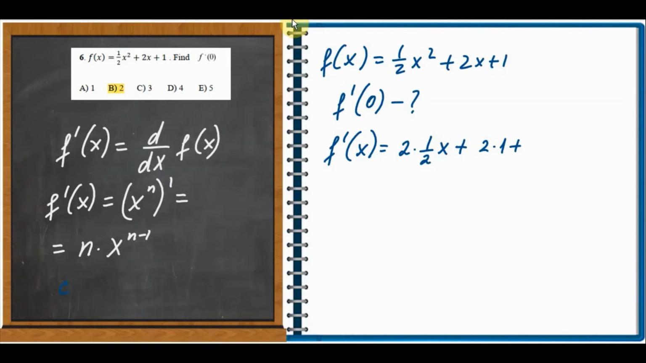We need to know this also, that the derivative of a constant is 0 all the time. So it's 0. We don't write anything for this derivative of 1. Now let's simplify. We'll get x plus 2. In order to find f of 0, we just plug 0 in instead of x and add 2. That's 2. Correct answer is 2.